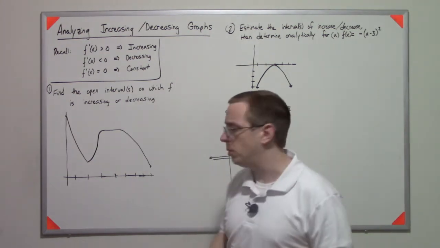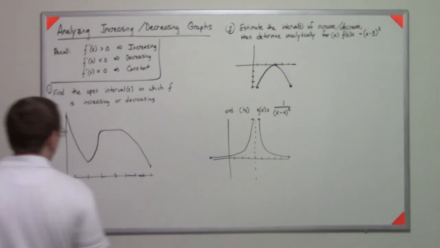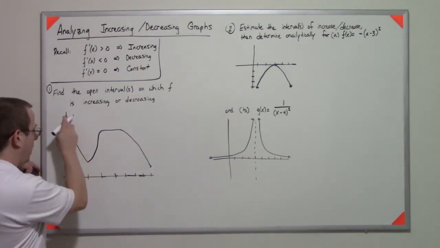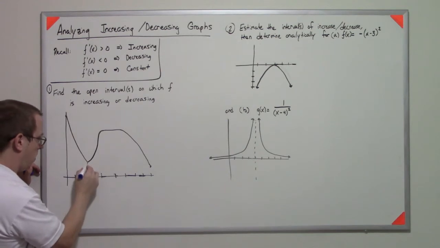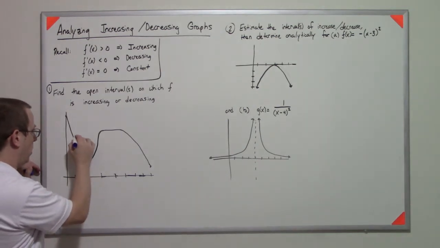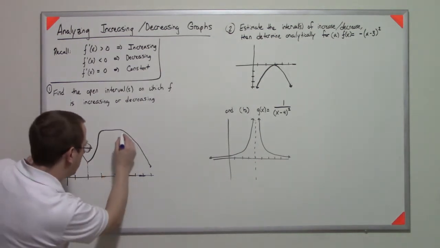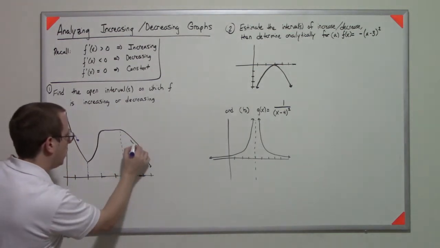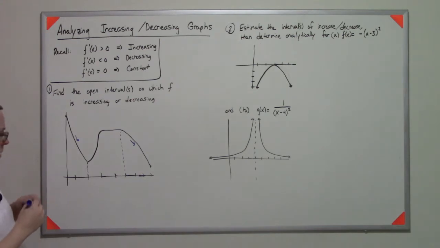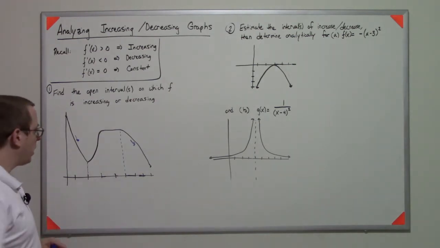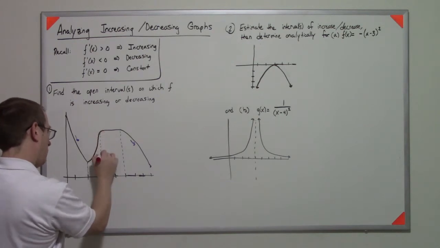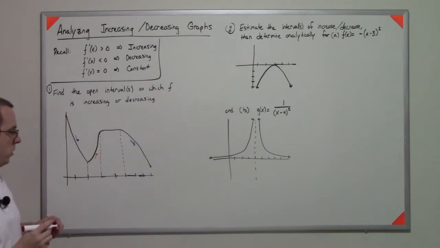So what I'm going to do is segment this. I have to say, okay, well, it looks like it's decreasing here. And it looks like it's decreasing here. And then it looks like it's increasing here, and this looks constant.